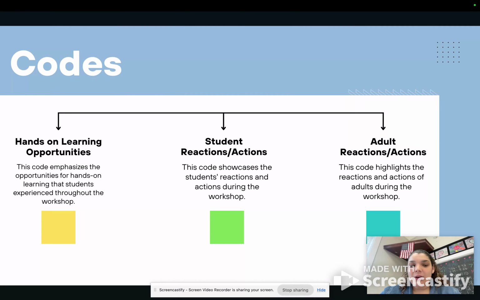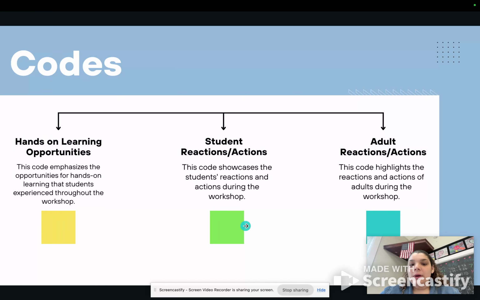We had 3 codes that I used. And the way that I used this is that I went back into the text and I highlighted each code in a certain color, and I'll show you that later. But let me present to you our 3 codes. The first one is hands-on learning opportunities. This code is highlighted in yellow, and it emphasizes the opportunities for hands-on learning that students experience throughout the workshop.